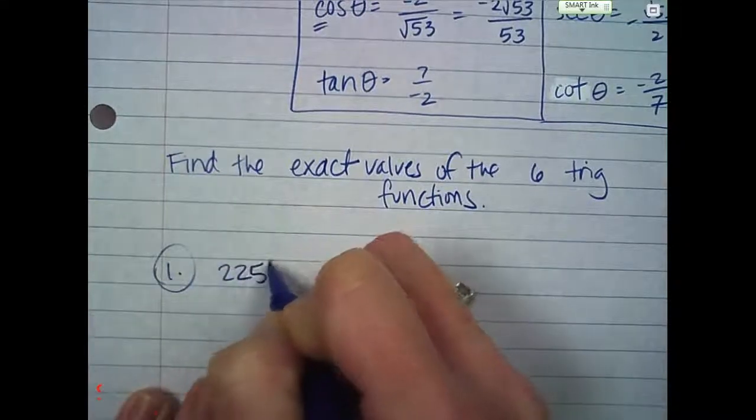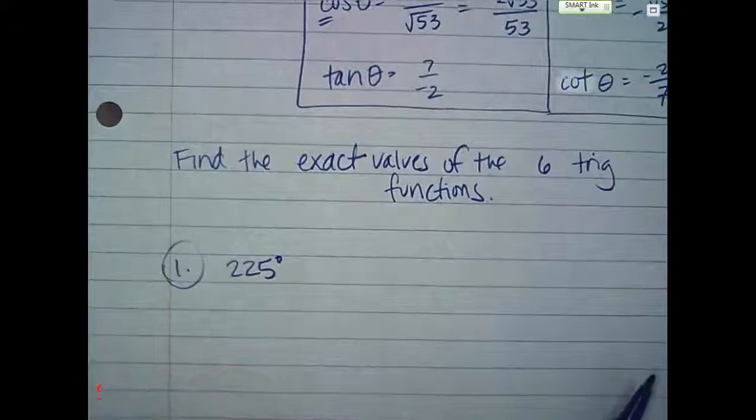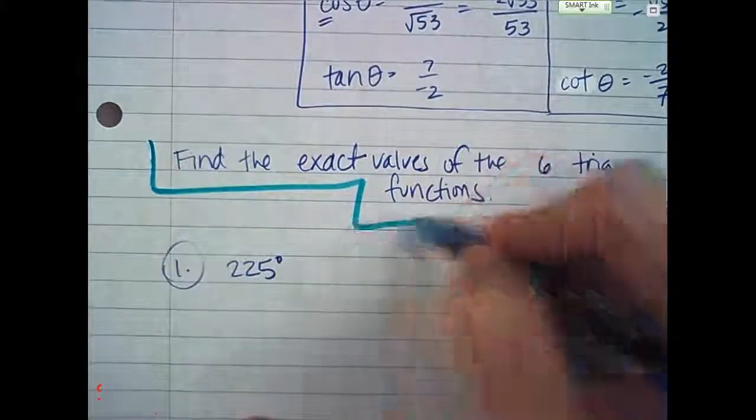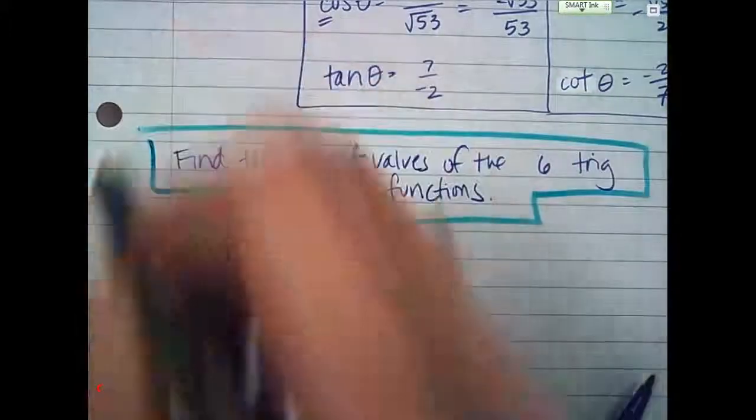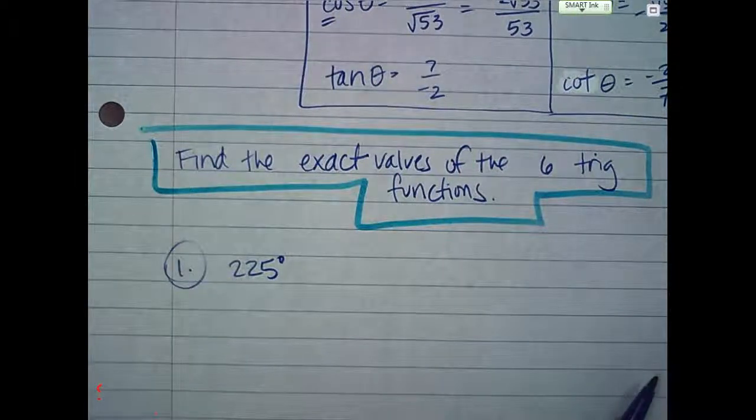Let me ask you a question. Is 225 on your unit circle? Yep, it is an angle on your unit circle. Alright, the next question then. If it's on your unit circle, what is your hypotenuse always on the unit circle?